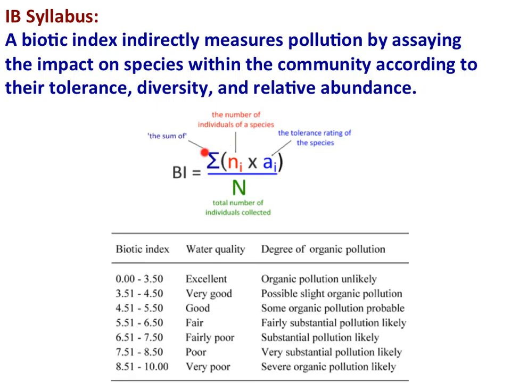One can sum the number of individuals of each species, then multiply by a pollution tolerance rating, then divide by the total number of individuals in the sample to provide an index, a biotic index. The index can be used to assess water cleanliness. Low values indirectly indicate clean water. High values indicate polluted water.